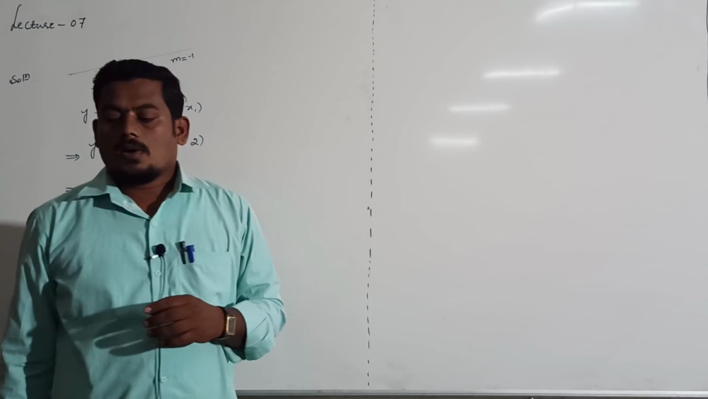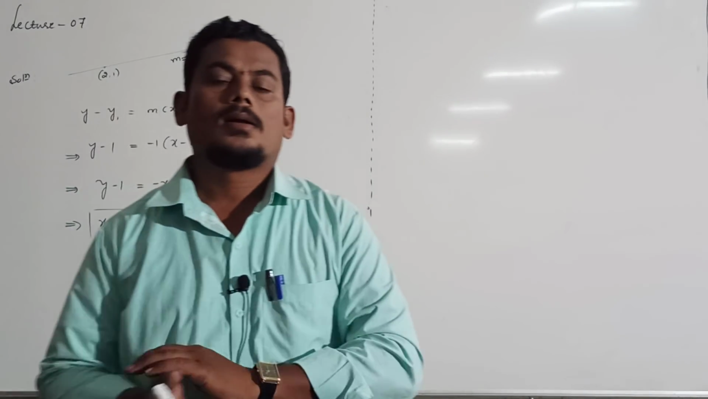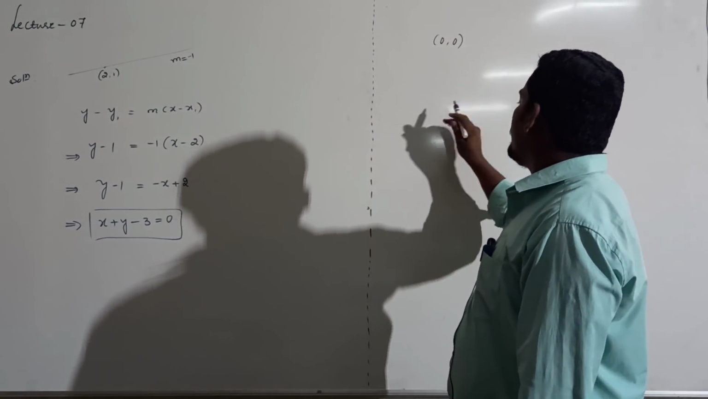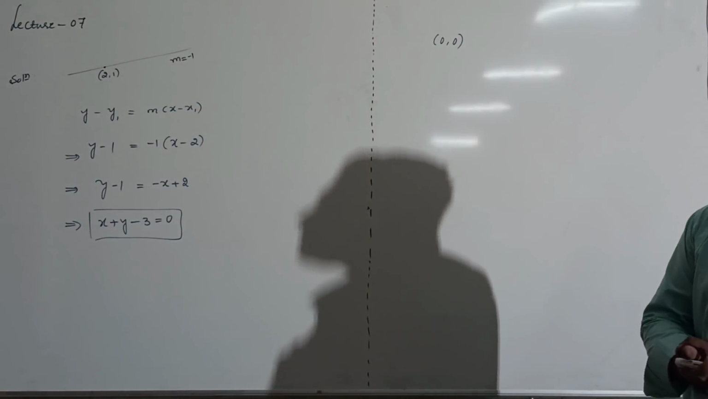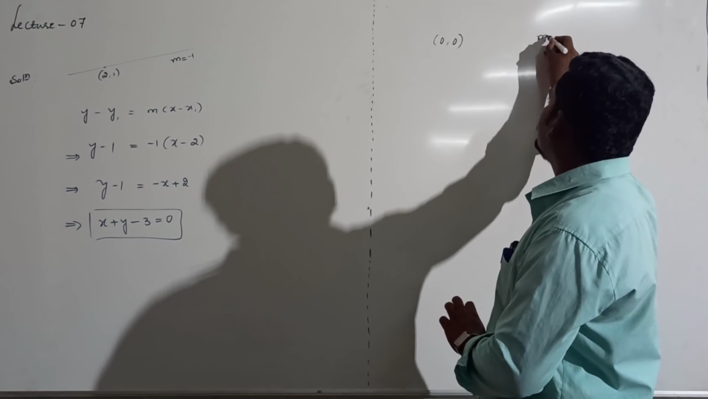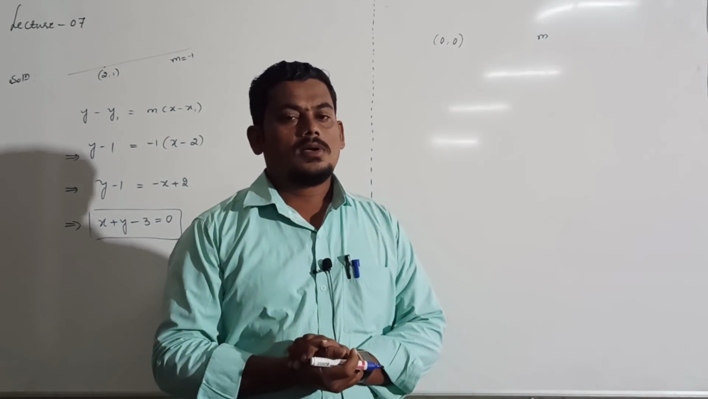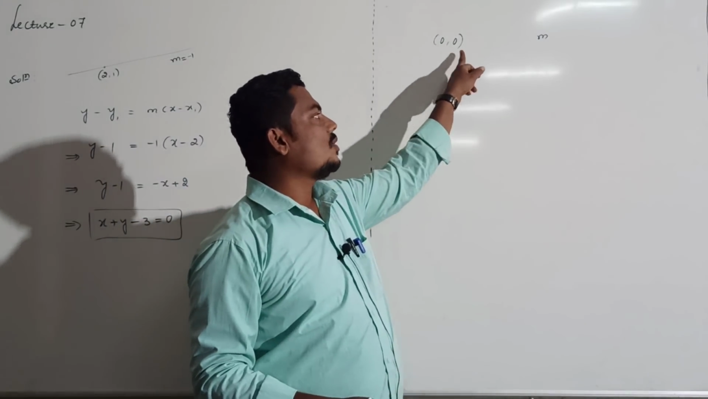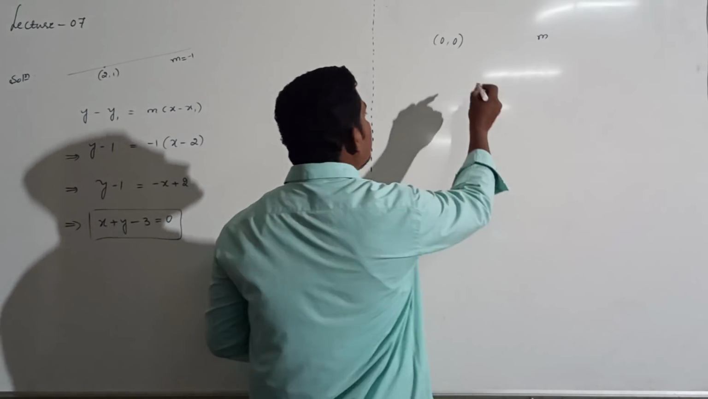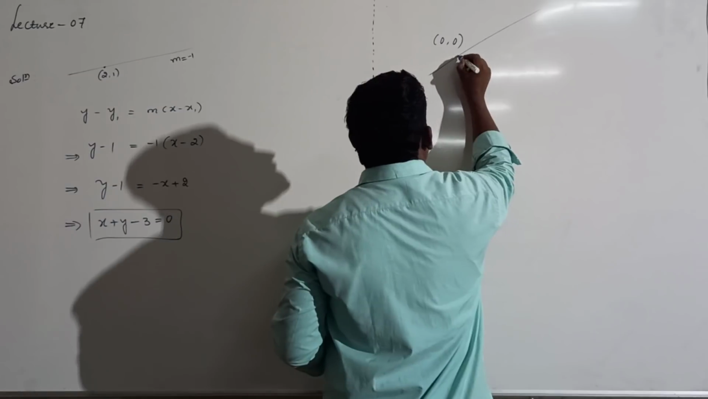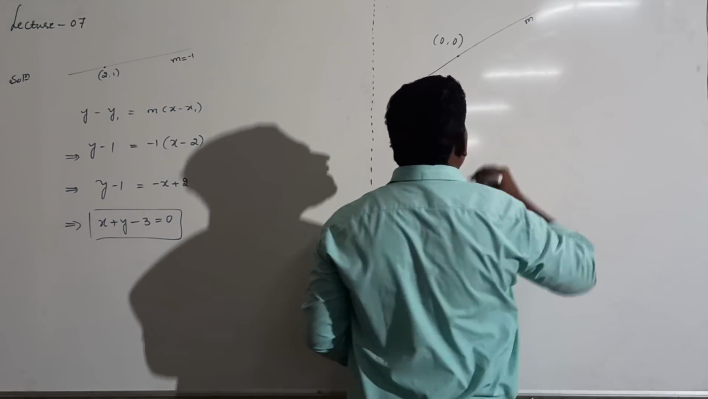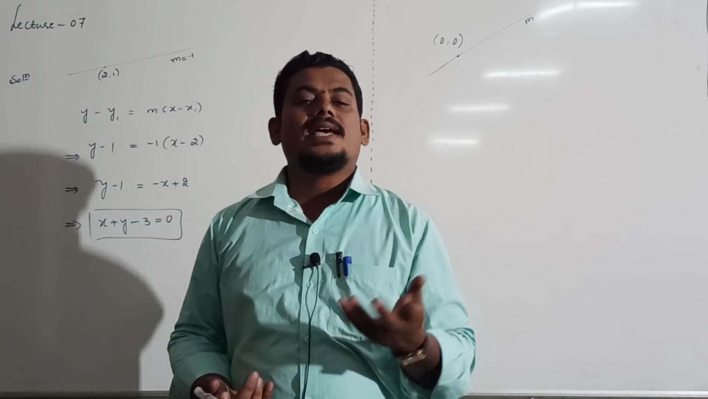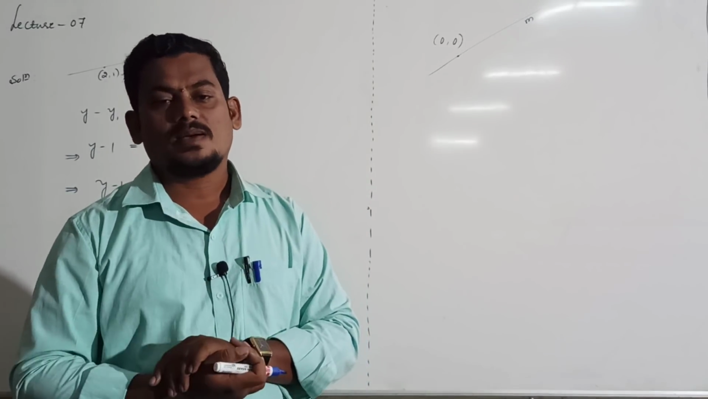Next, find the equation of the line passing through (0, 0) having slope small m, right? Our required line passes through this point having slope small m. In this case, the slope of the line itself is small m, and it passes through the origin. Then find the equation of the line.